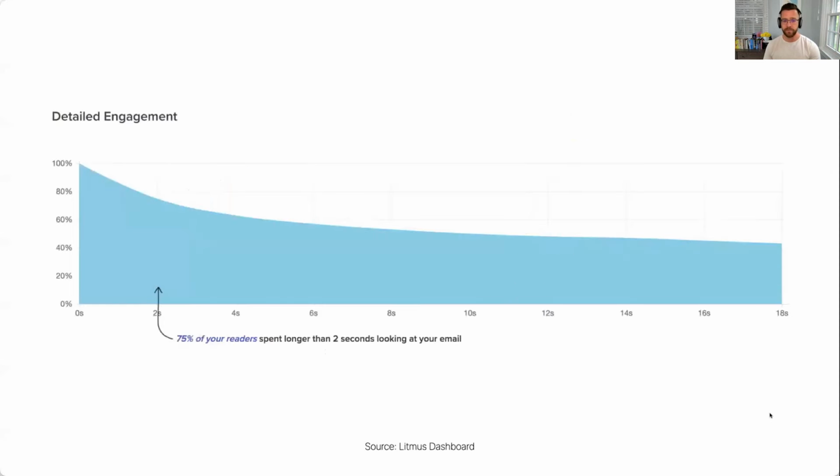The other thing that I'll mention from Litmus is it gives you essentially a long tail curve of how long subscribers are spending with your campaigns. So you can see just how much time and the percentage of subscribers that are spending with your campaigns, which can be really important for how much content we should have in our campaigns. Should we be reducing content in our campaigns?